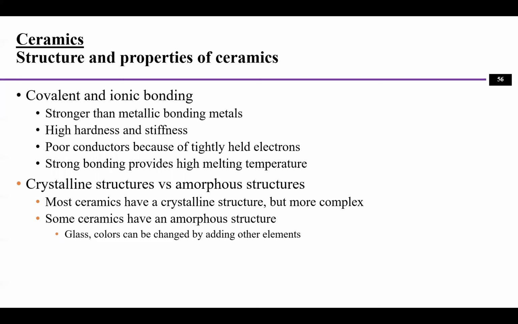And most ceramics have a crystalline structure, but it's a little bit more complex because it has more of a mix of crystalline structures. Some ceramics can be more amorphous. For example, glass, right? Glass is a type of ceramic.